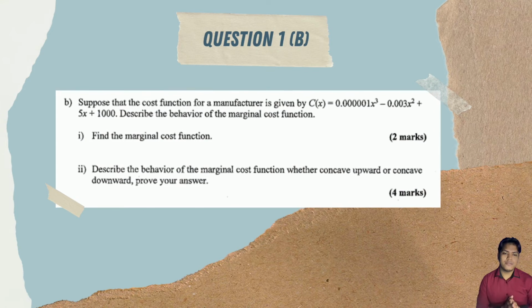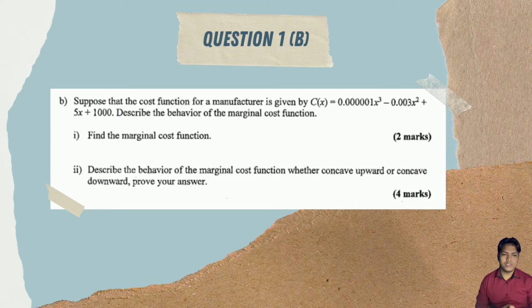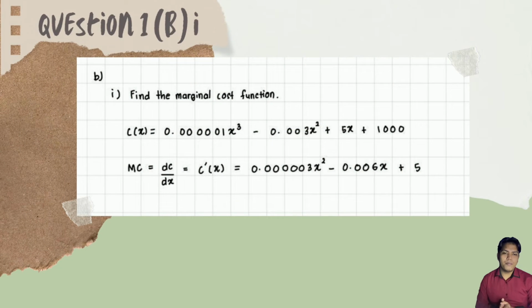Suppose that the cost function for the manufacturer is given by C(x) equals 0.00001 x cubed minus 0.003 x squared plus 5x plus 1000. Describe the behavior of the marginal cost function. So we have part 1 and part 2. Let's take a look at the first part. So question 1b, part 1.